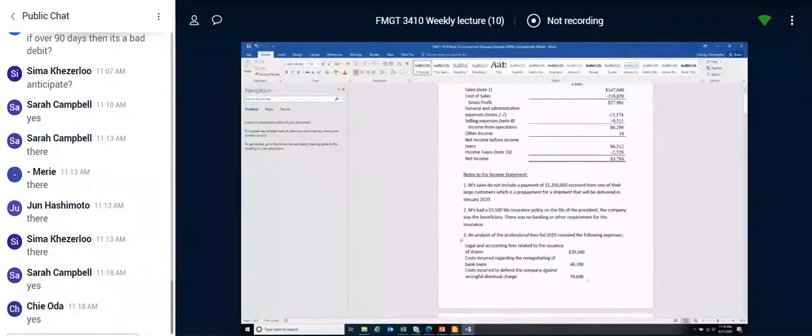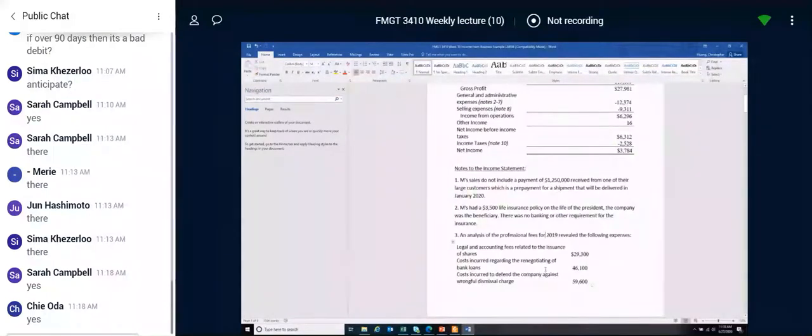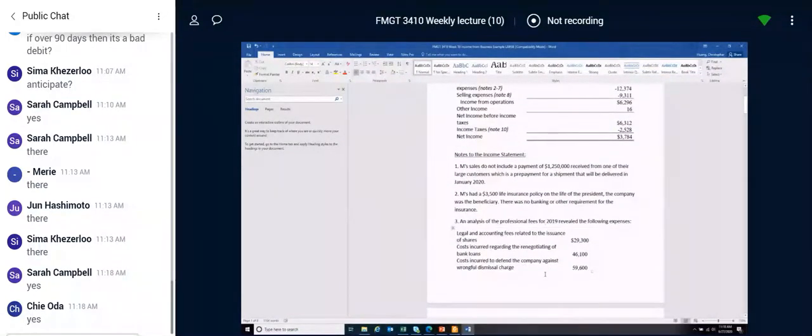Analysis of professional fees. Okay, for 2019, revealed the following expenses. You have legal and accounting fees related to issuance of shares, costs regarding the renegotiated bank loans, costs incurred to defend the company against wrongful dismissal. So for this one, I'm going to, again, need you to go into your Act. The provision we're going to care about is called 20(1)(e). That is on page 148. Again, flip me a note in the chat to tell me that you got there.